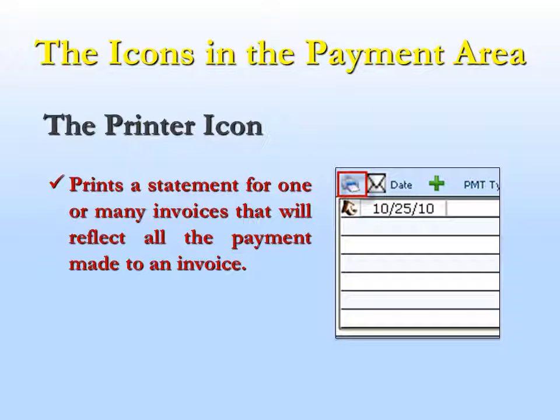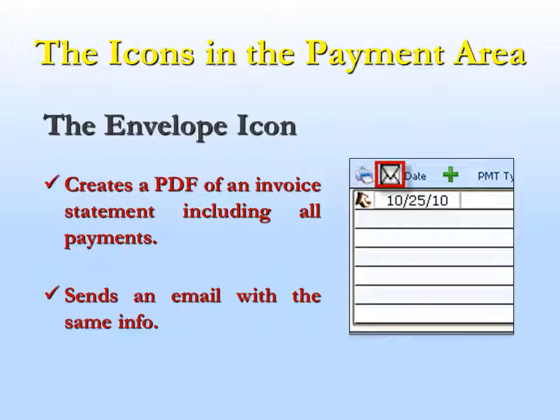The printer icon prints a statement for one or many invoices that will reflect all the payments made to an invoice. The envelope icon creates a PDF of an invoice statement including all payments. The envelope sends an email with the same info.